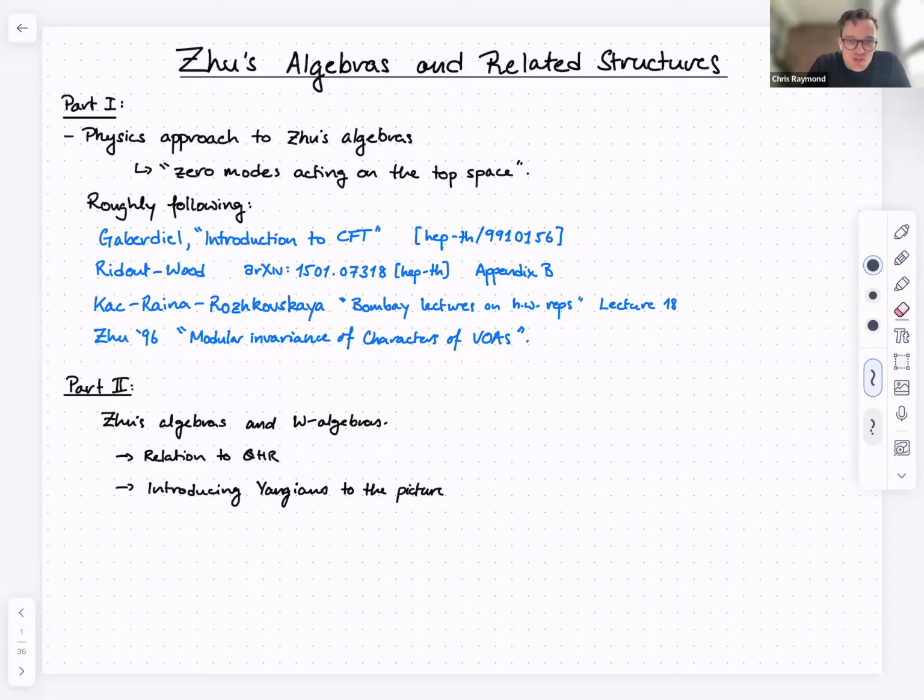So there's a very nice introduction to conformal field theory given by Matthias Gaberdiel. There's a nice paper by David and Simon Wood, which is on something completely unrelated, but an appendix has a very nice write-up on the two ways of thinking about Joule's algebras, this physics approach and Joule's original approach. There's, of course, the Bombay Lectures book by Kac, Raina, and Rozhkovskaya, where they discuss at least aspects of this in lecture 18 from a little more mathy perspective. And there's all of the essential results basically encapsulated in Joule's 96 paper.